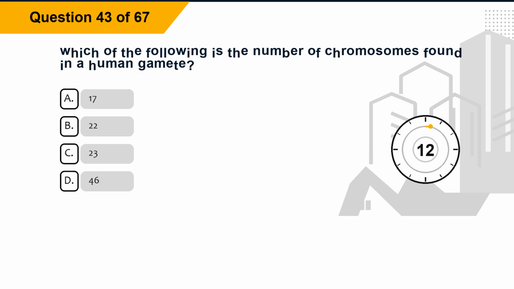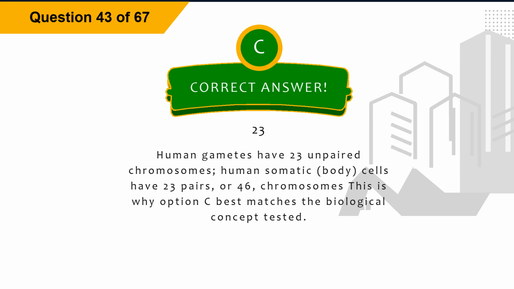Question 43. Which of the following is the number of chromosomes found in a human gamete? Option A, 17. Option B, 22. Option C, 23. Option D, 46. The correct answer is option C, 23.